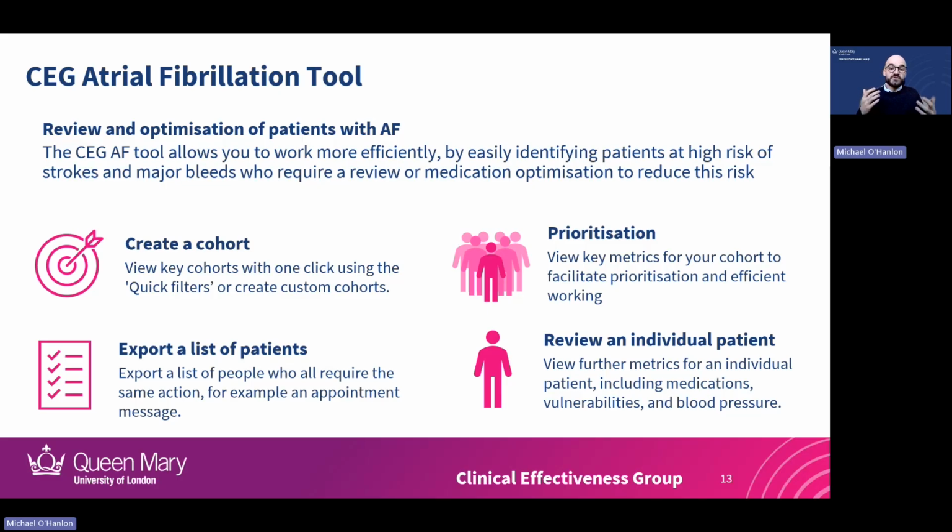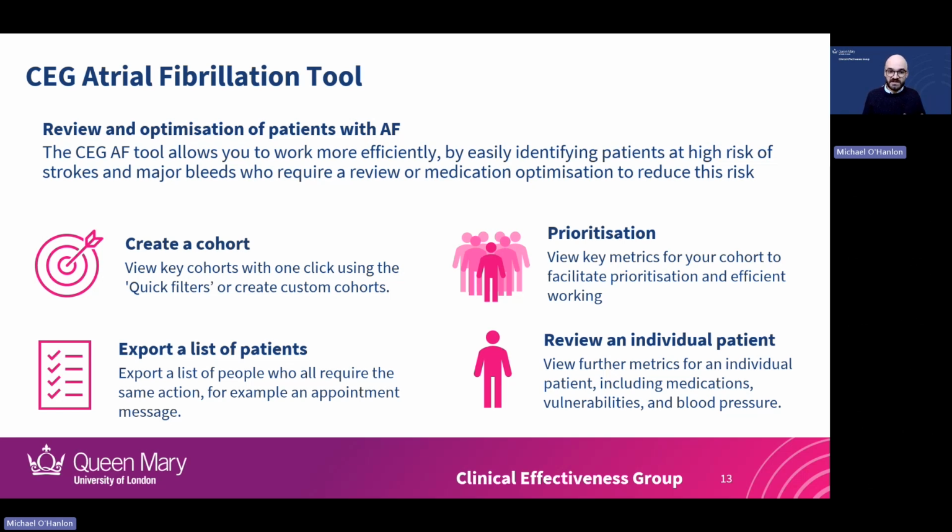You can view key cohorts with one click using our quick filters, or you can create your own custom filters by diving into the individual filter settings and changing options. You can prioritize which patients you're going to look at first using key metrics such as patients with your highest CHA2DS2-VASc scores, in order to effectively manage your workload and have an efficient approach where you're risk stratifying based on patients with the highest risk of stroke first.